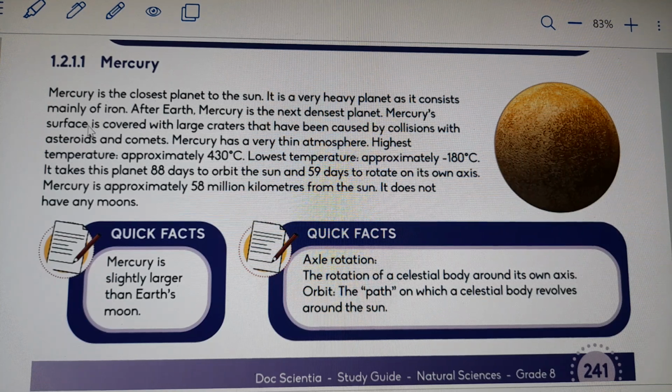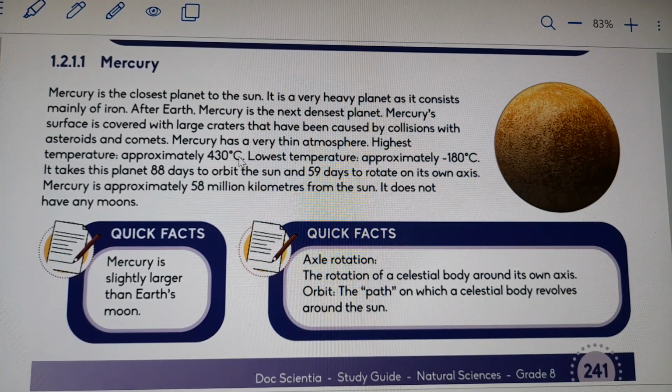Mercury's surface is covered with large craters that have been caused by collisions with asteroids and comets. Don't worry, we'll learn about that when we get there. Mercury has a very thin atmosphere. The highest temperature is about 430 degrees Celsius, and the lowest temperature is approximately 180. So it is super hot on Mercury.